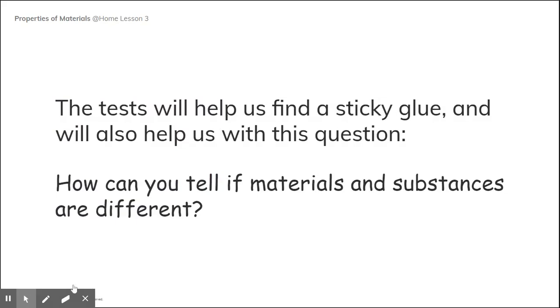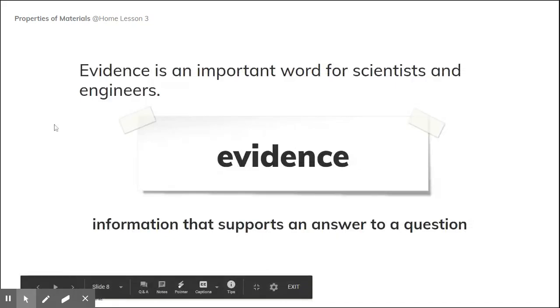The tests are going to help us find a sticky glue and will also help us with this question. How can you tell if materials and substances are different? So we've talked about the properties of materials and the difference between one substance, remember, is a type of material. So in this case, we're talking about glues. We have more than one glue. The material is glue. We want to know which substance, which type of glue works better, and if they're the same or if they're different.